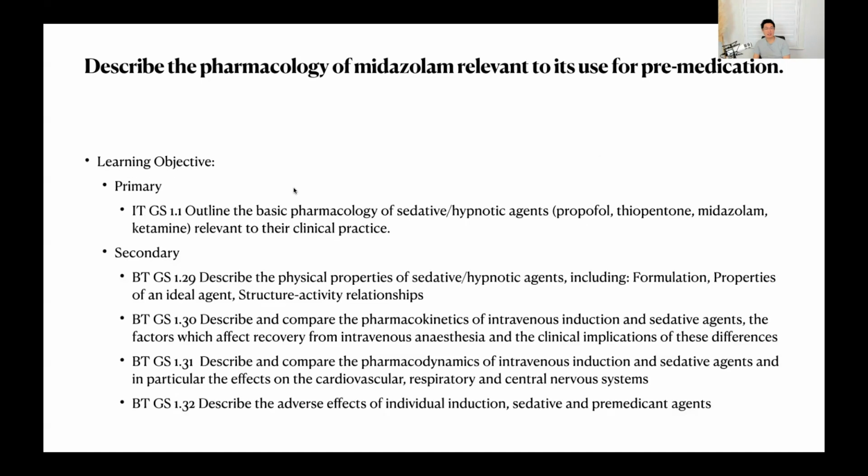And these are the learning objectives. So quite a bit here, ITGS 1.1, and then these are all the secondary objectives, which essentially have to do with the pharmaceutics, pharmacokinetics, and pharmacodynamics, and the adverse effects of all our sedative hypnotic agents that we use. So the primary ones that we need to know about are propofol, thiopentone, midazolam, and ketamine.